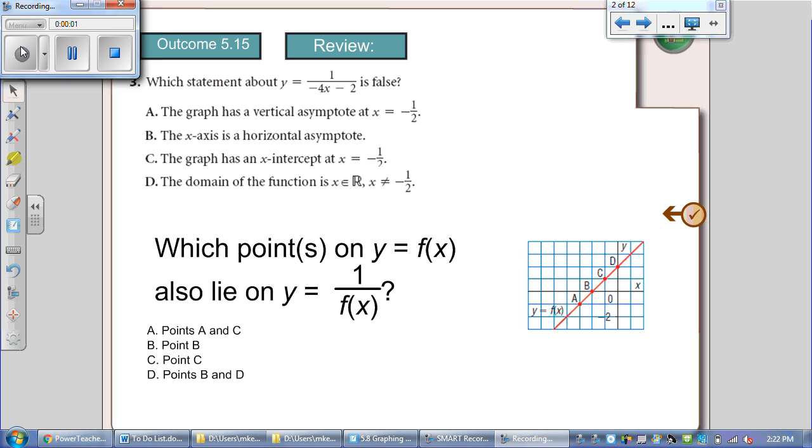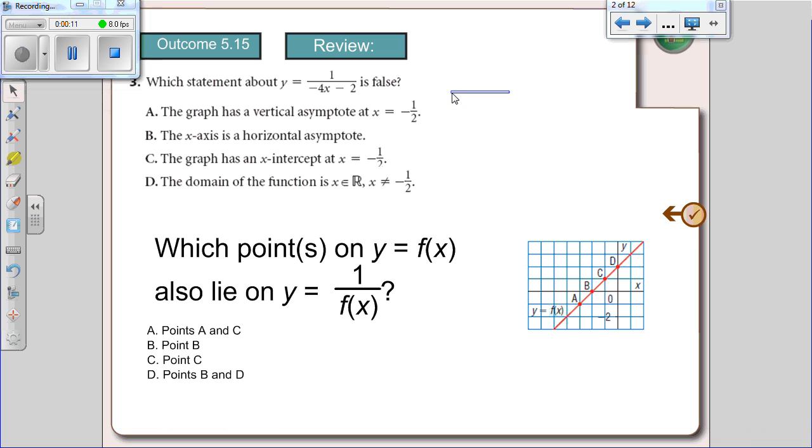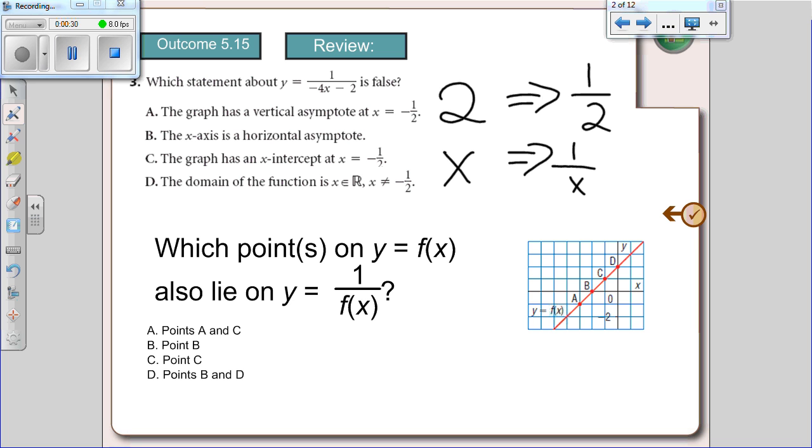So, a little bit of review. Yesterday, we learned reciprocal functions. So if I tell you the number 2, and I say, what's the reciprocal of 2? You would say, it's 1 over 2. So if I give you x, I say, what's the reciprocal of x? You're going to say, 1 over x. Pretty basic.